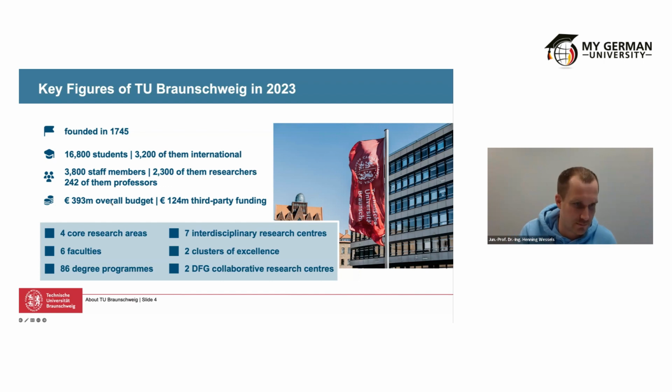So we have the budget, the third-party funding. This might not be too relevant for most of you, but maybe what is more expressive is that we have two clusters of excellence, so very large national research centers, and also two DFG collaborative research centers. So we are successful in third-party funding.